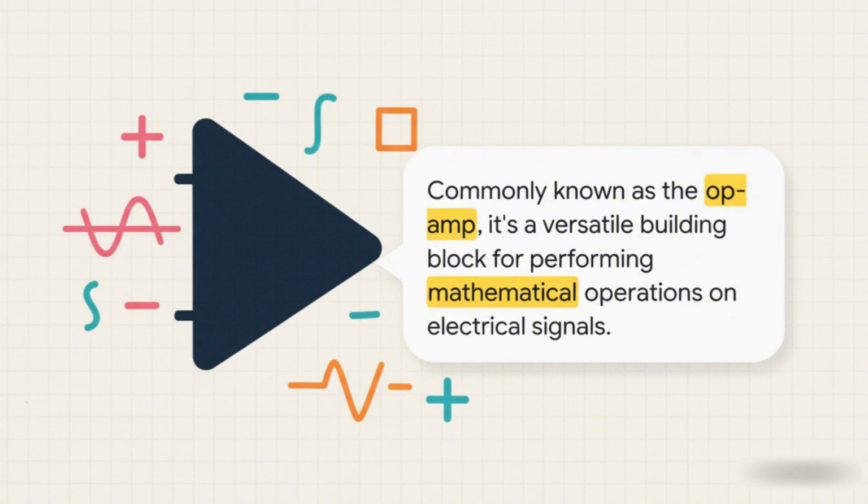And you'll see it everywhere, usually represented by this simple little triangle symbol. But seriously, don't let that simple look fool you. Inside that triangle is the power to perform mathematical operations on electrical signals. So let's start by looking at how it actually connects to the world.